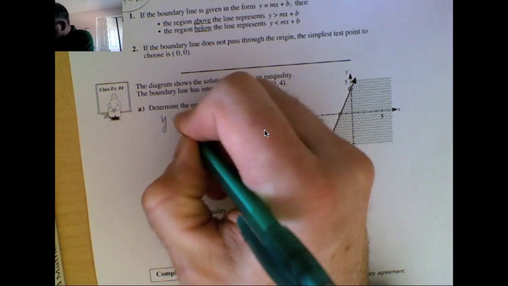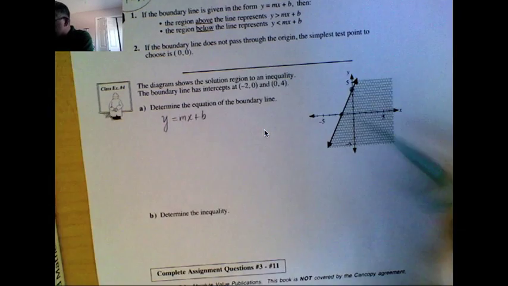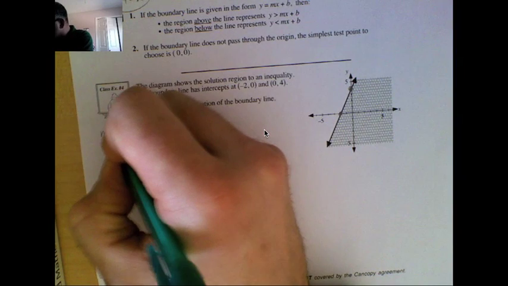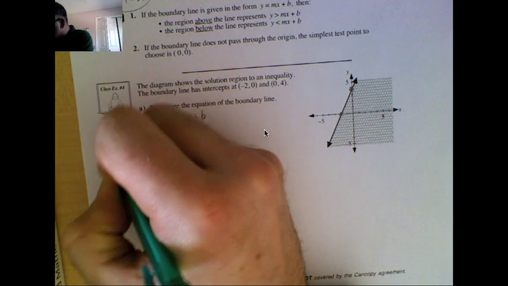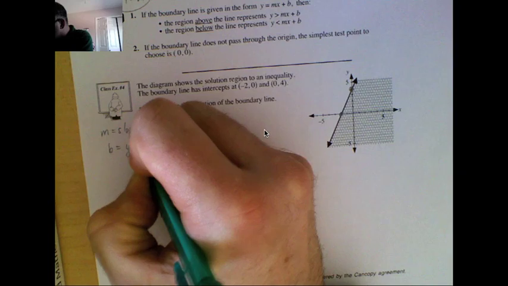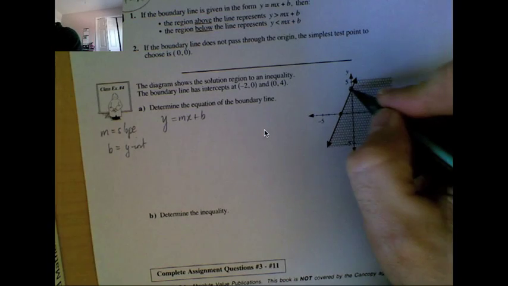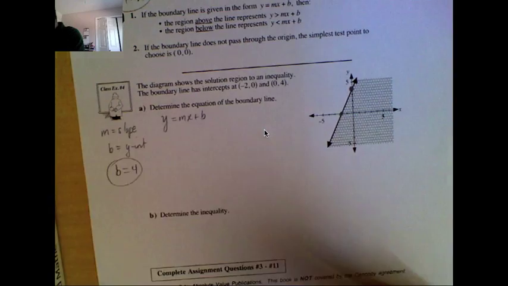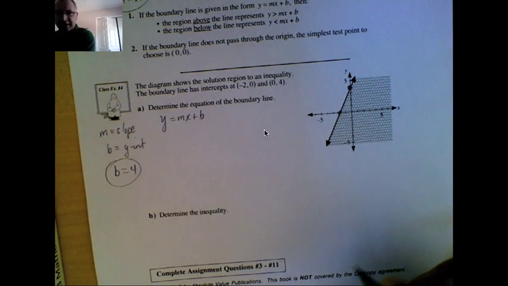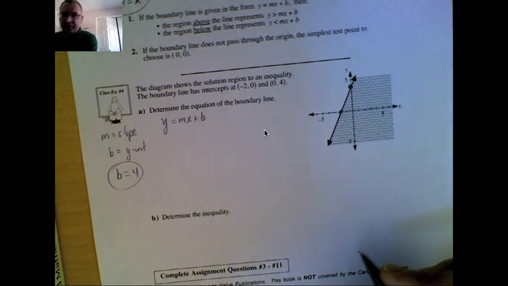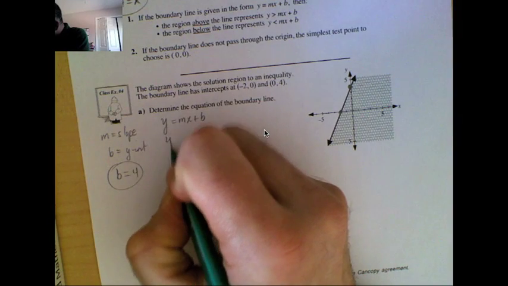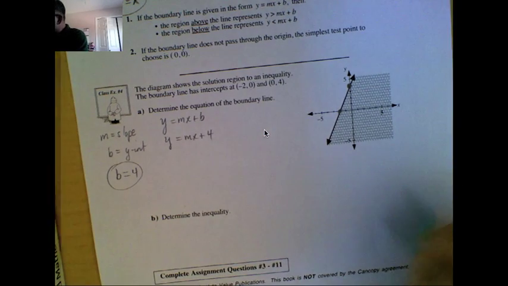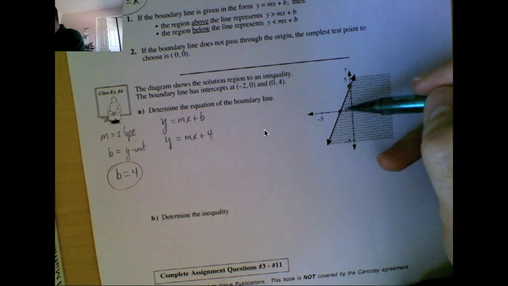Well, remember, we can use y equals mx plus b, where m is our slope and b is our y-intercept. Well, we already know what our y-intercept is. We know our b value is 4. So that's easy. That's pretty simple to do. So I get y equals mx plus 4. Now I have to figure out what the slope of this line is.